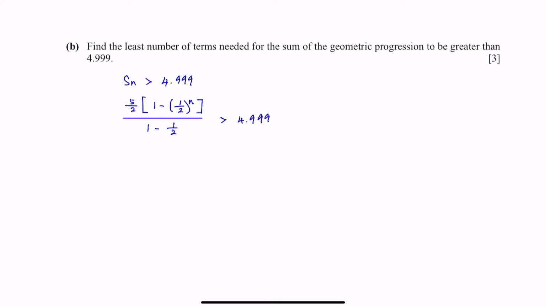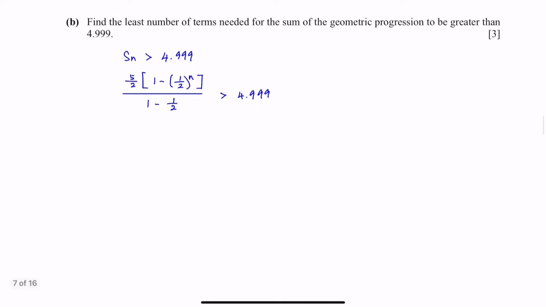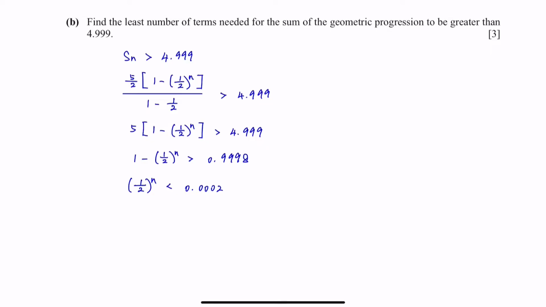And we can simplify this to get 5 times 1 minus half to the power of n is more than 4.999. So 1 minus half to the power of n is more than 0.9998. So 1 over 2 to the n would be smaller than 0.0002.